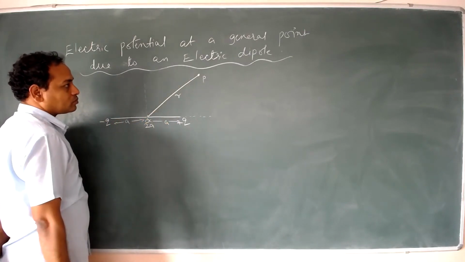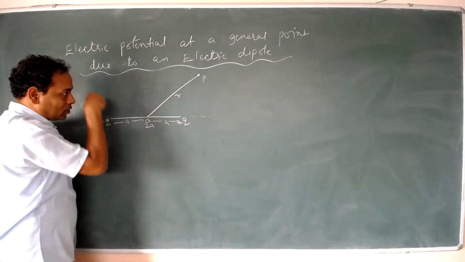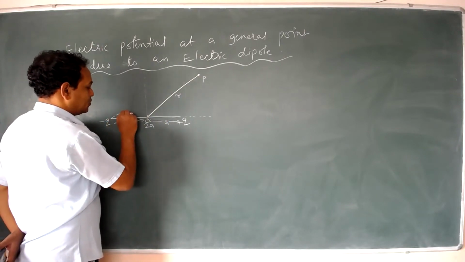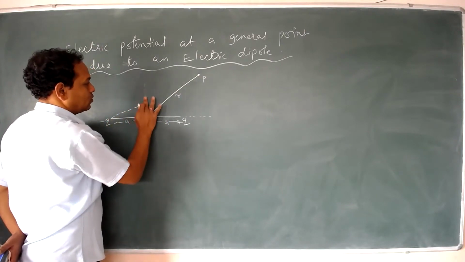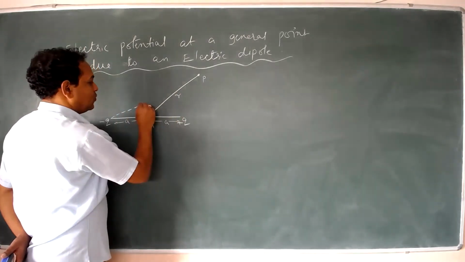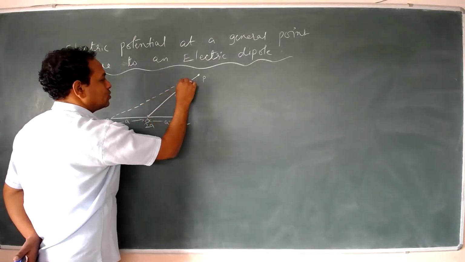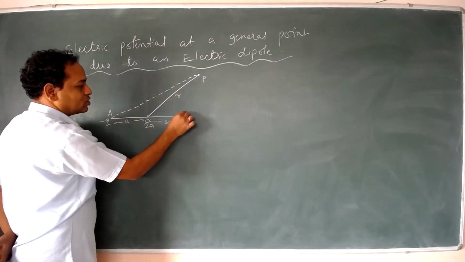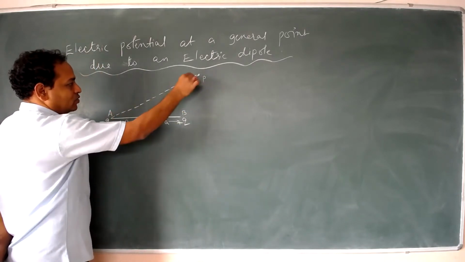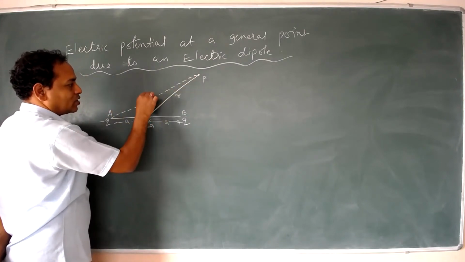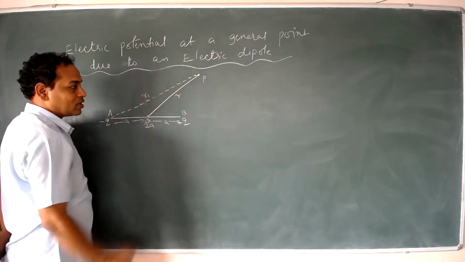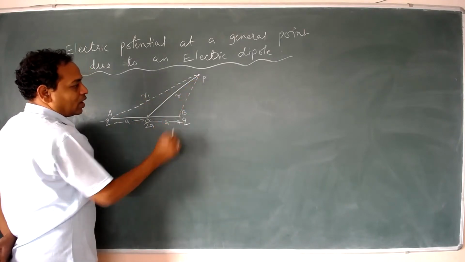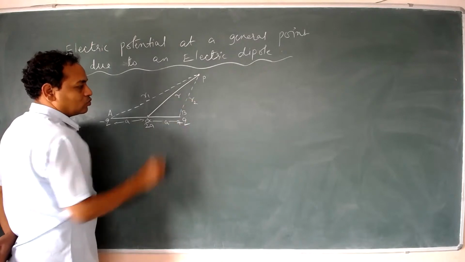Therefore, now I will draw a line from here to here. If I draw a line like this, I am calling this point A and this point B. This length AP I am taking as R1, and this line BP I am taking as R2.